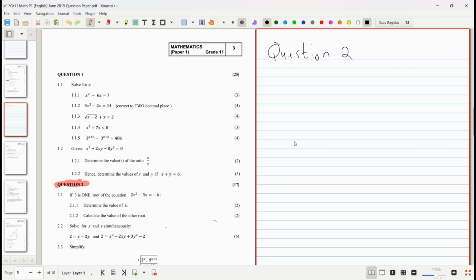Greetings, everyone. On today's session, we're going to solve question 2. This question is from a June exam, grade 11, that was written in 2009, paper 1.